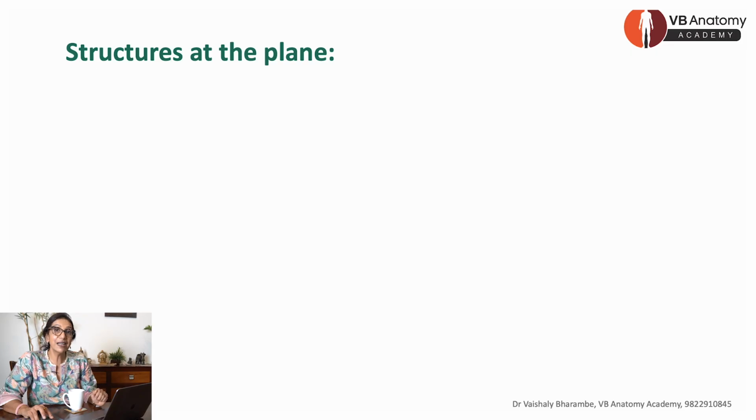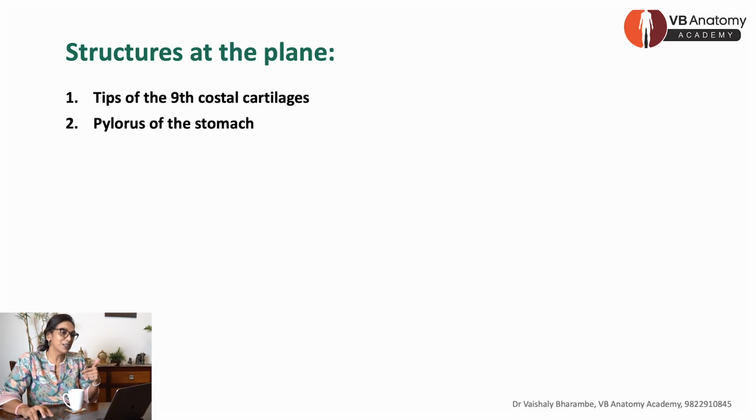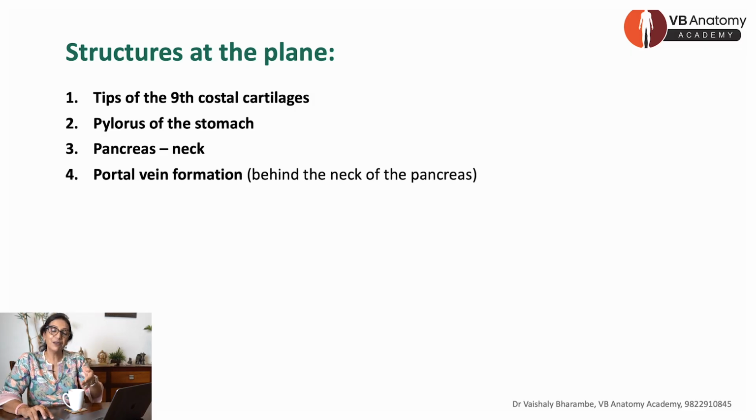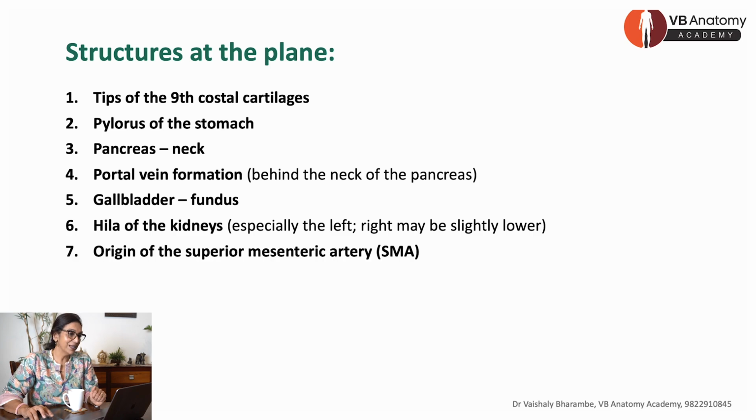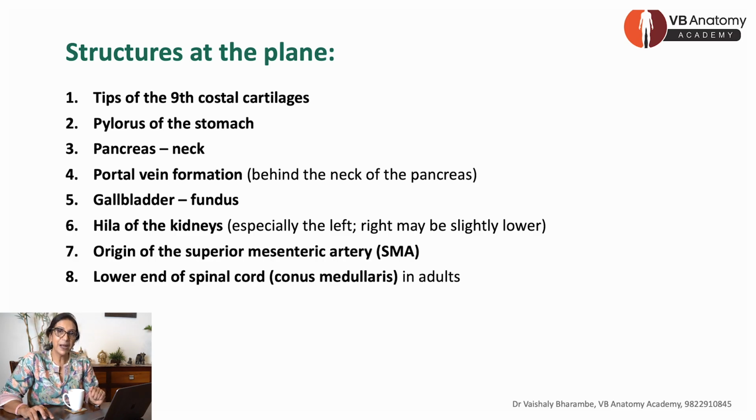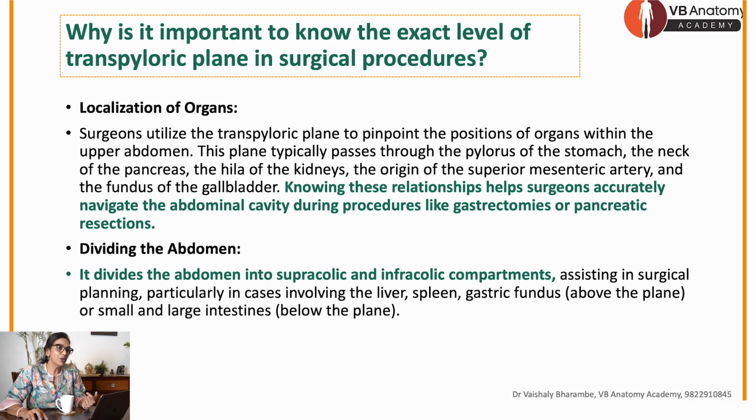Come. So let's see how many we got left. Okay. So tip of 9th costal cartilage, pylorus of stomach, pancreas neck, portal vein formation, gallbladder fundus, hilum of kidney, origin of superior mesenteric artery, lower end of spinal cord. All these, you should remember all. There are many more, but I'm giving you these. Transverse mesocolon attachment.